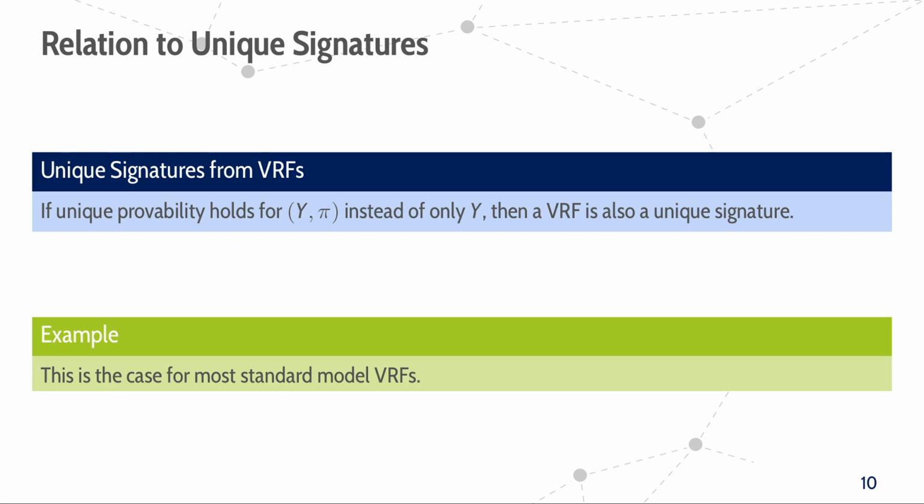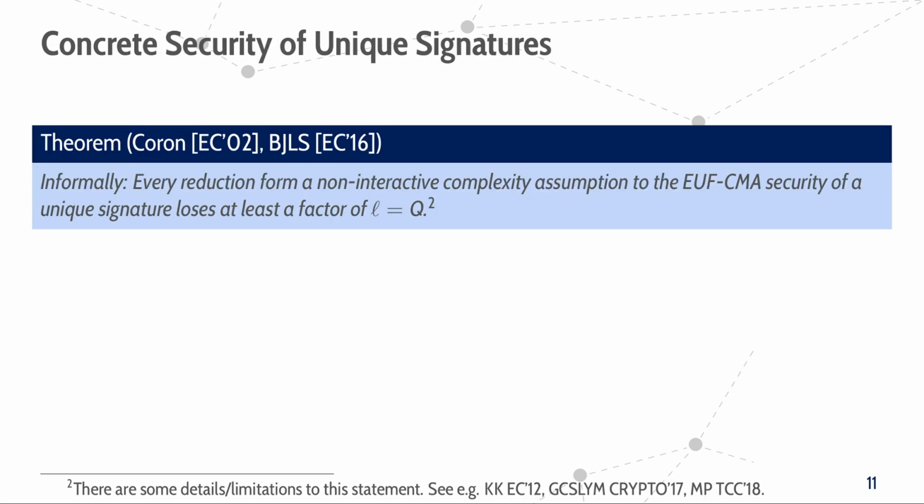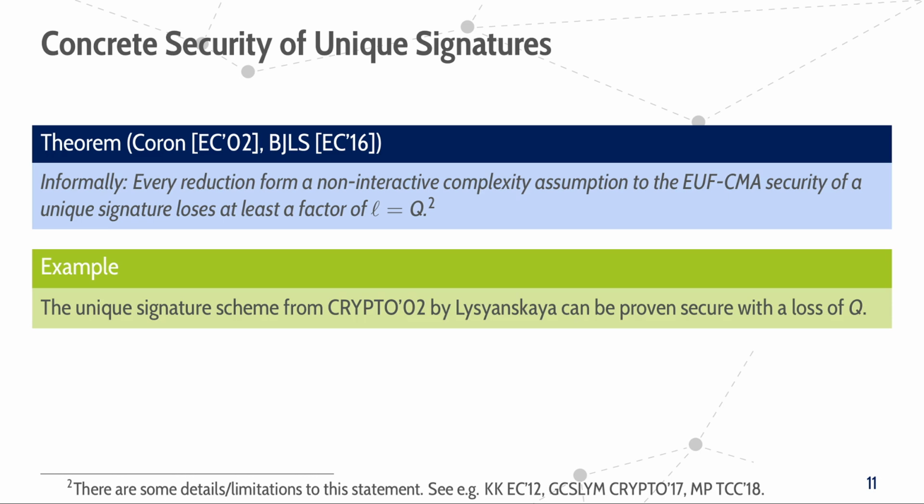Thus, let us look into lower bounds for the tightness of reductions for unique signatures. For unique signature schemes, we know that, informally, every reduction from a non-interactive hardness assumption to the unforgeability of the signature scheme has a loss of at least the number of signature queries of the forger, which we will denote as Q. Furthermore, this bound is tight since there are unique signature schemes that can be proven secure with such a loss under non-interactive assumptions. The unique signature scheme by Lysyanskaya from Crypto 2002 is such an example.